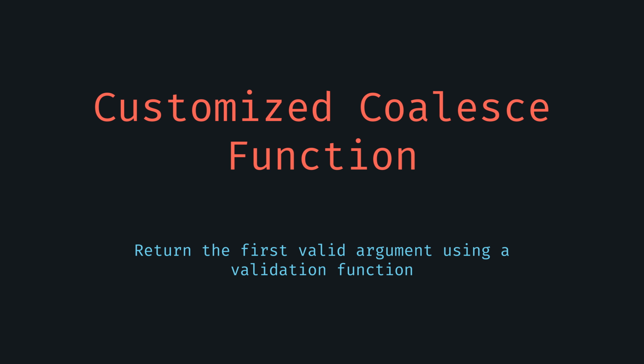Welcome to this tutorial on creating a customized Coalesce function in JavaScript. Today, we'll explore how to create a function that returns the first valid argument based on a user-defined validation function. This concept is widely used in scenarios where you need to filter out invalid data and ensure smooth processing.